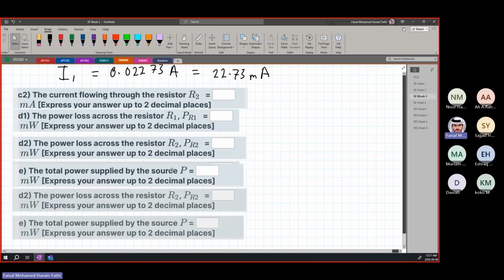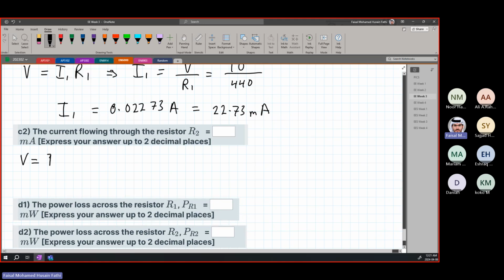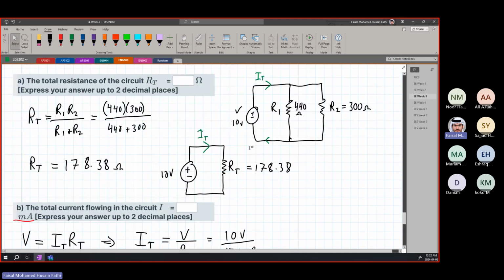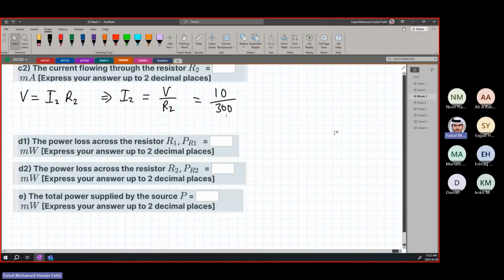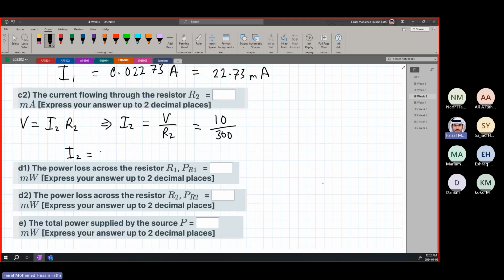Same idea again for current flowing through the resistor R2. So voltage is equal to I2 times R2. Therefore I2 is equal to V over R2, which is 10 over 300 ohms, because R2 is given in the question to be 300. I2 is going to be equal to 0.03333 amperes, which is 33.33 milliamperes.